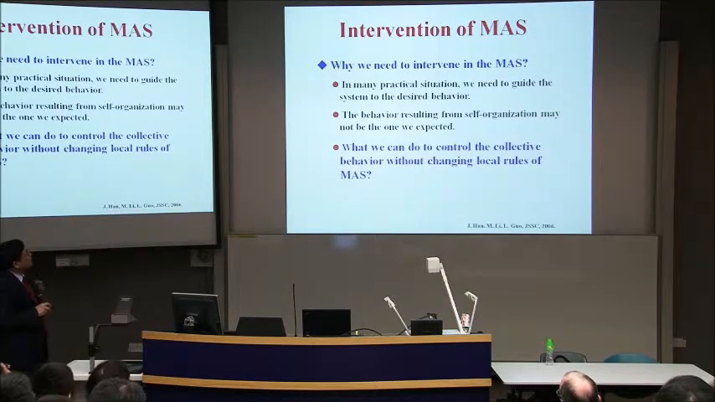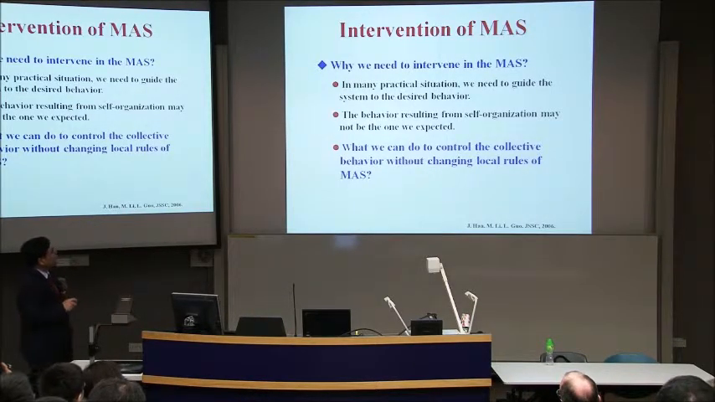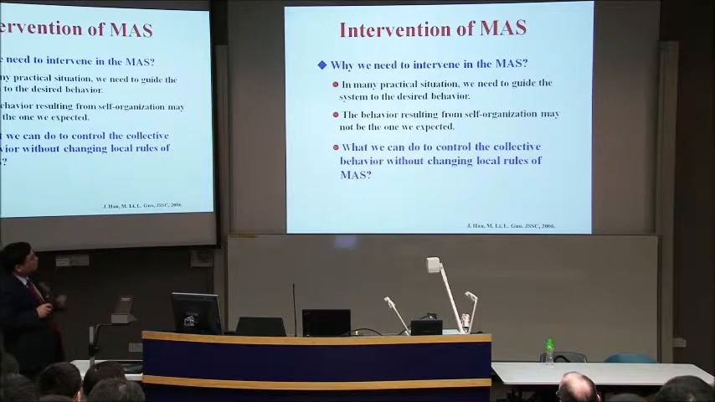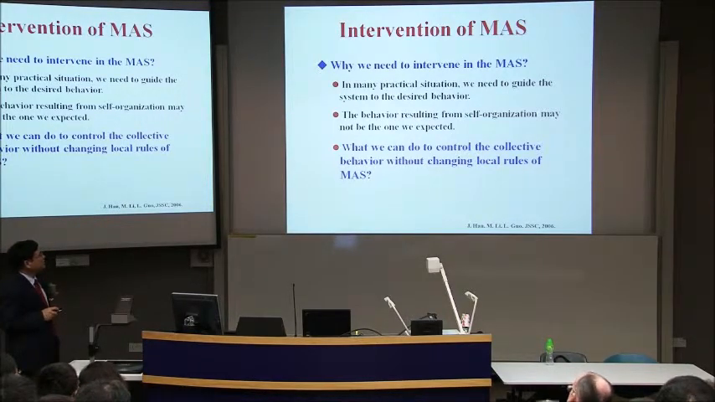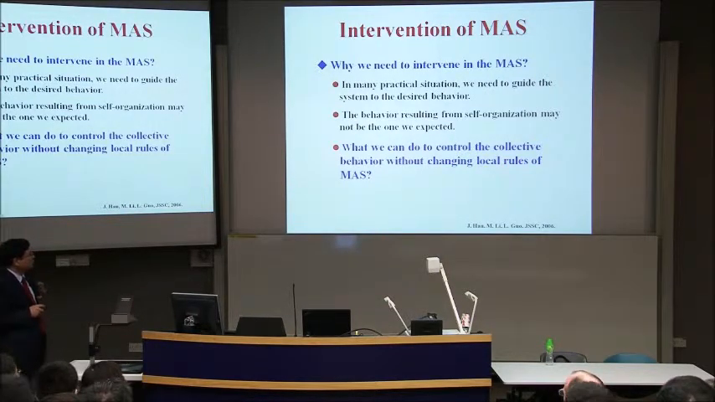Problem. So why do we need to intervene in the multi-agent system? In many practical situations, we need to guide the system to the desired behavior. The dynamical behavior of the multi-agent system may not be the one we need. The behavior resulting from self-organization may not be the one we expect. And what can we do to control the collective behavior without changing the local rules of the system?